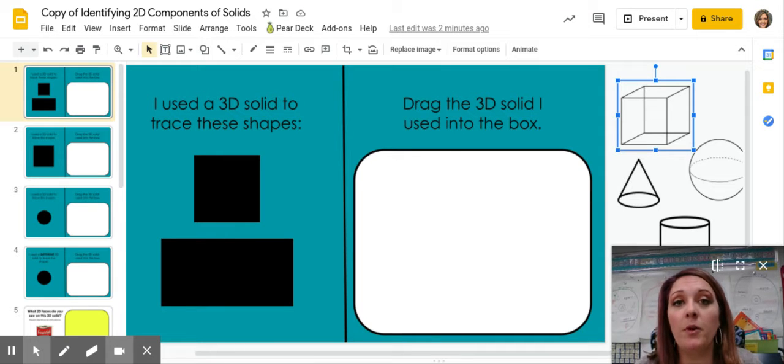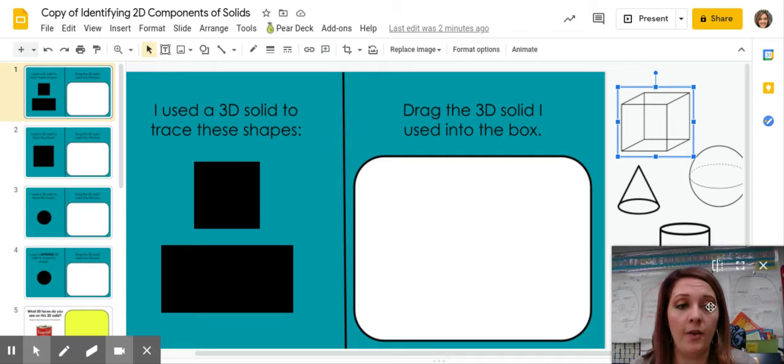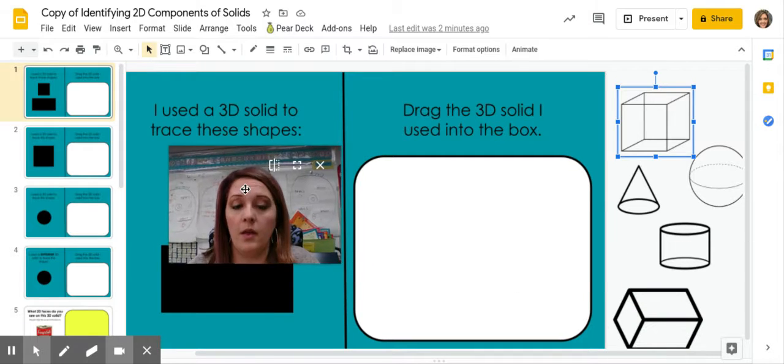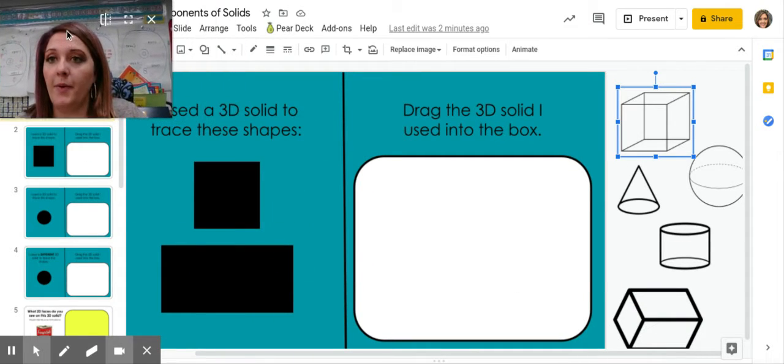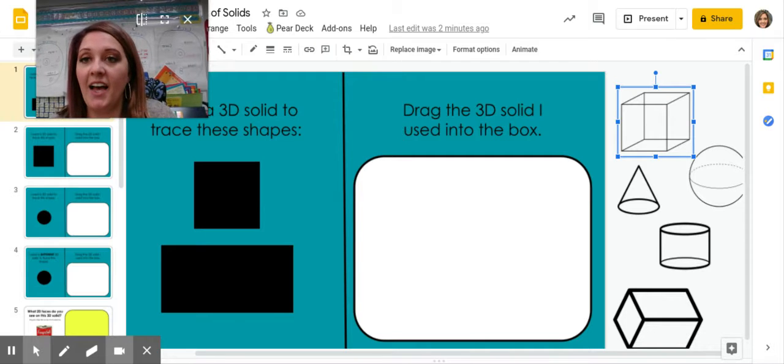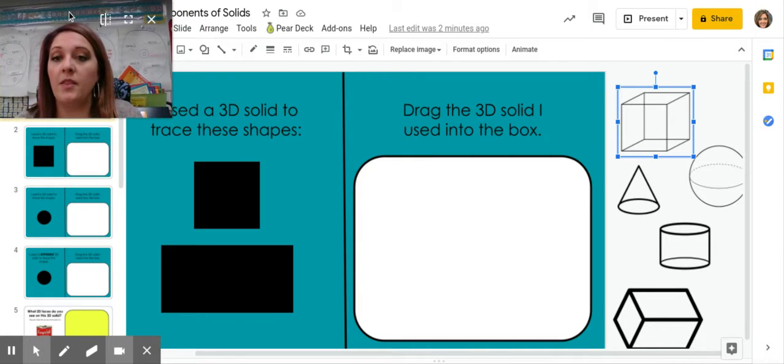Boys and girls. Today we're going to look at our 3D shapes and we're going to look at the flat surfaces of them. So I have an activity that we're going to do here on my screen together. Okay, so it says I used the 3D solid shape to trace these shapes. So these two shapes that are right here on my screen.